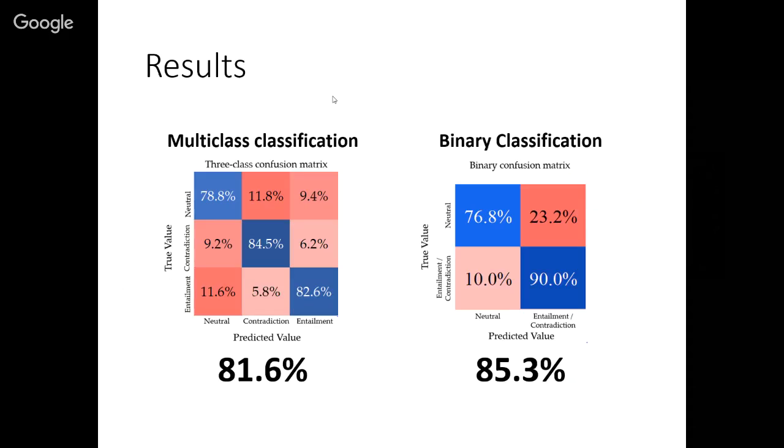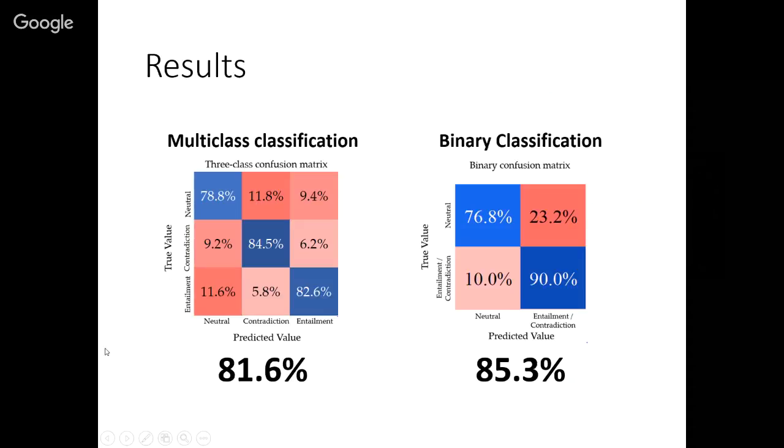So for our results, we did both multi-class classification and binary. Multi-class is when we distinguish between contradiction and entailment. In binary, we combine those categories because when we're returning fact checks, we don't really care if we're returning it because of contradiction or entailment. So we can combine them and get slightly better results.